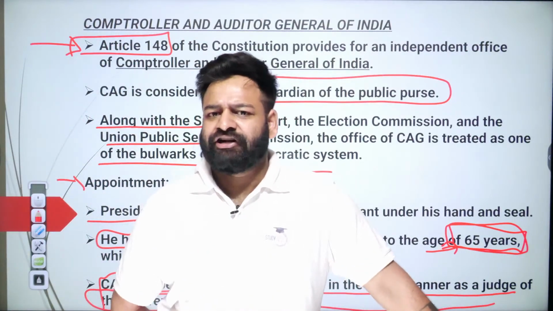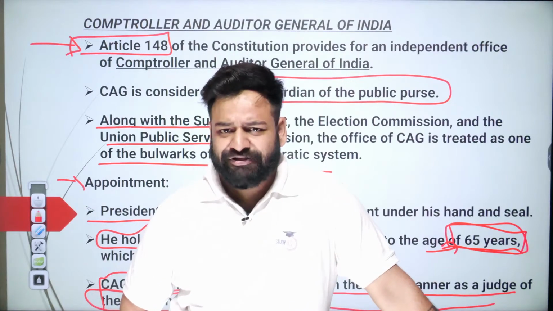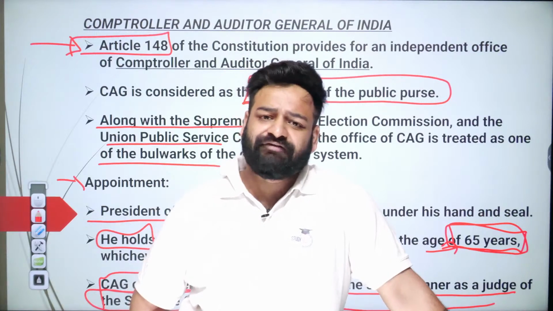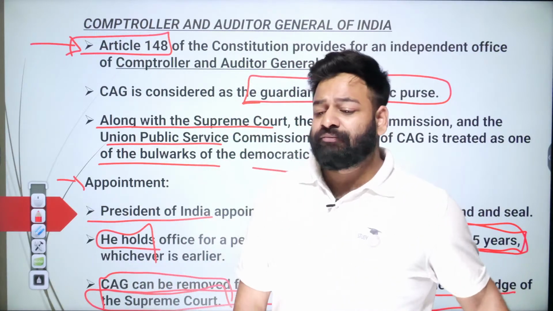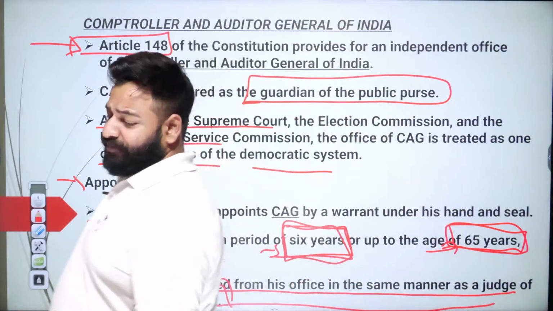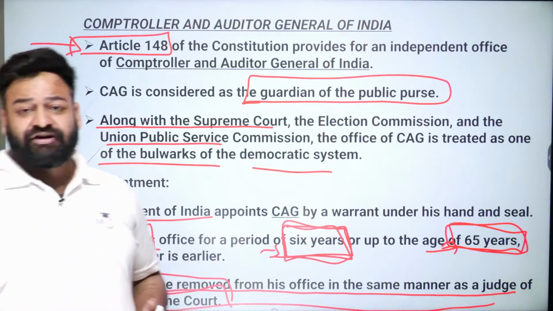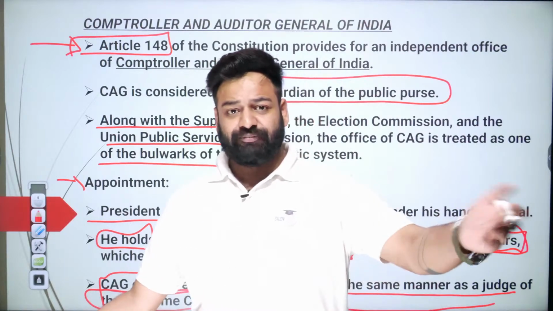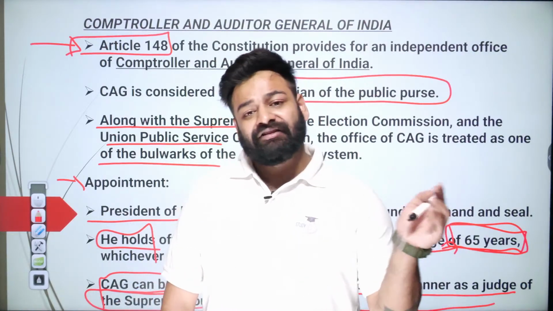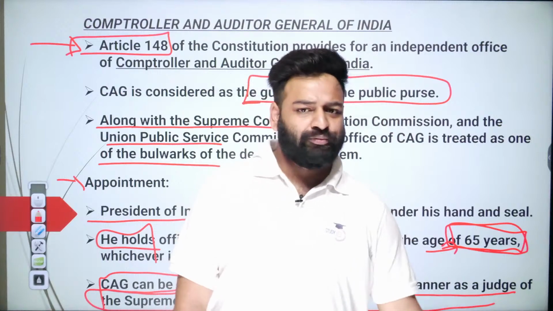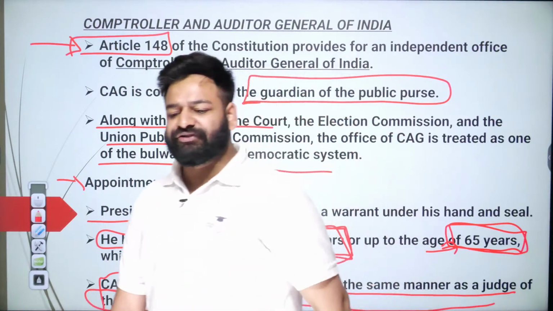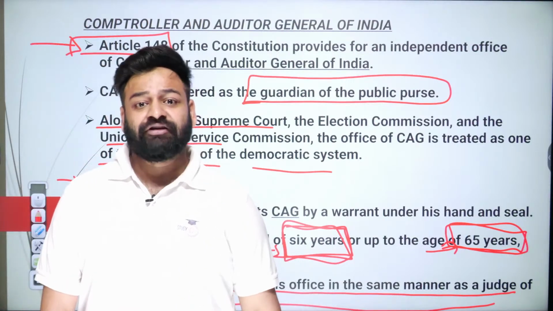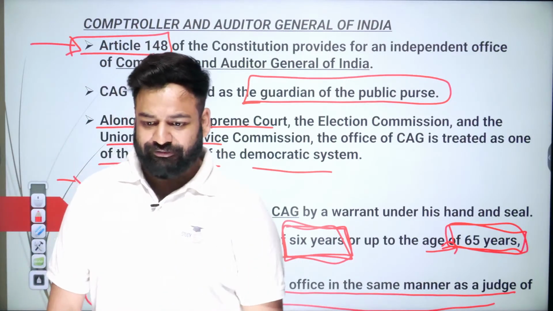If it is initiated in Lok Sabha, then at least 100 members' support is needed to initiate. If it is initiated in Rajya Sabha, then at least 50 members' support is needed. Then the motion must be passed with a special majority, that is, 2/3 of the members present and voting. Then it shall be given to the president, and when the president signs, the CAG is said to be removed. This is the same procedure that is followed for the removal of a Supreme Court judge, a High Court judge, or even the UPSC chairperson.